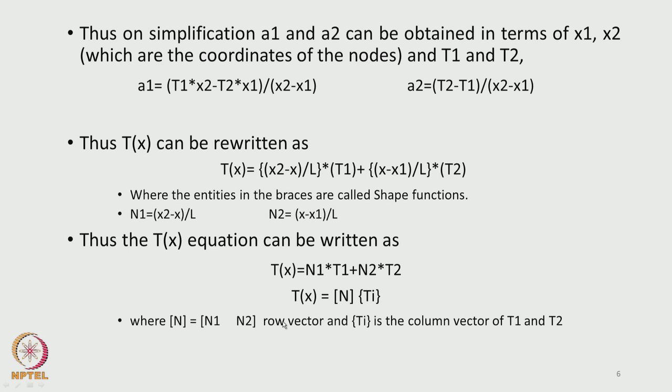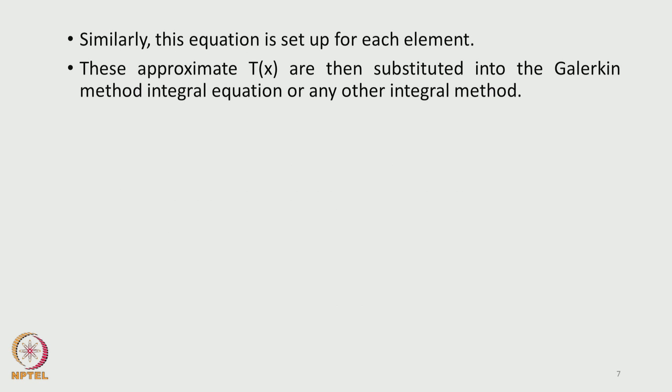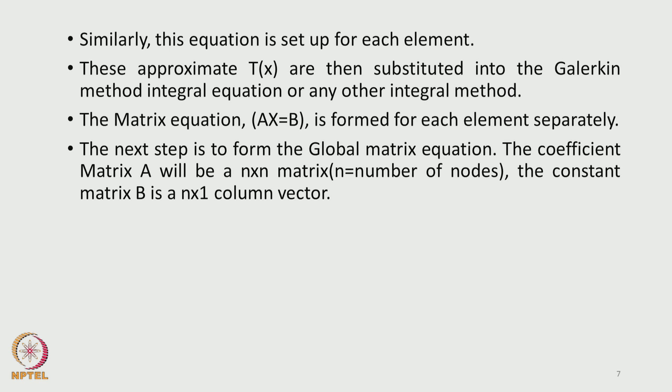It is a very simplified procedure, but you can have a different variation. So, this T of x is written as N into T of I, and N is a row vector and T of I is a column vector. Similarly, this equation is set up for each element. This approximation of T of x is then substituted in the Galerkin method integral equation or any other way of writing the weighted form of the equation. Then after assembling the matrix for each element to get a coefficient matrix in the global form, you can solve.